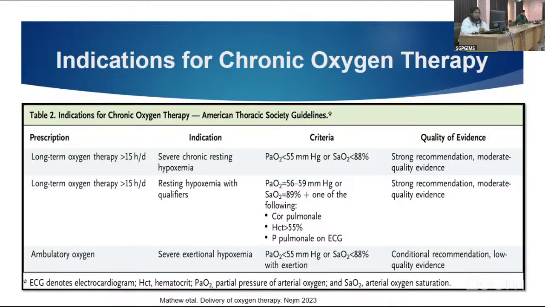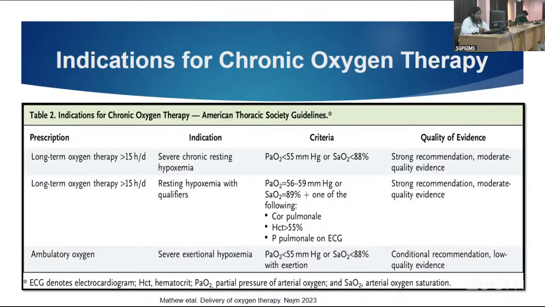Now, according to American Thoracic Society guidelines, indications for chronic oxygen therapy are given in patients who require long-term oxygen therapy, like a patient who needs oxygen therapy for more than 15 hours in a day, whose indication is severe chronic resting hypoxemia. And the criteria for this is PaO2 less than 55 mmHg or saturation less than 88%. It is strongly recommended in that case.